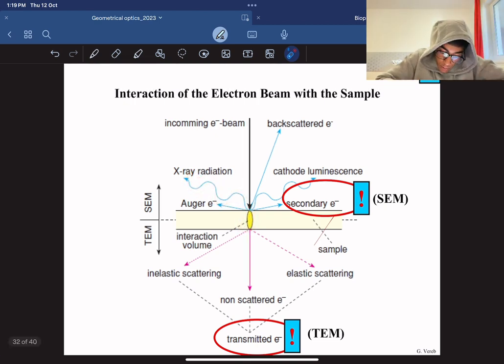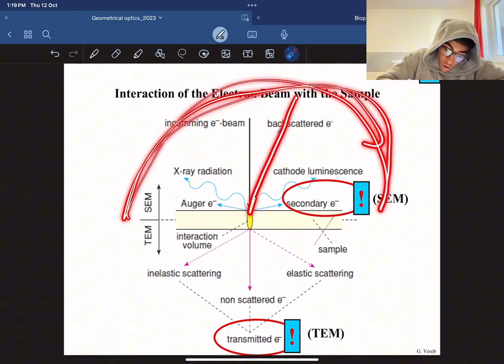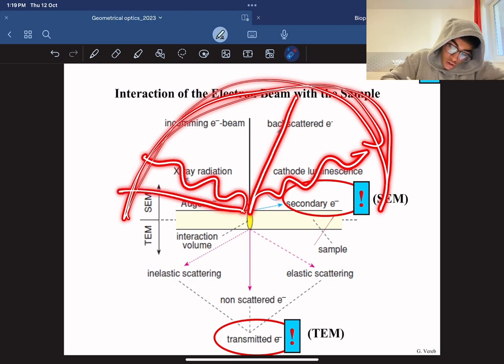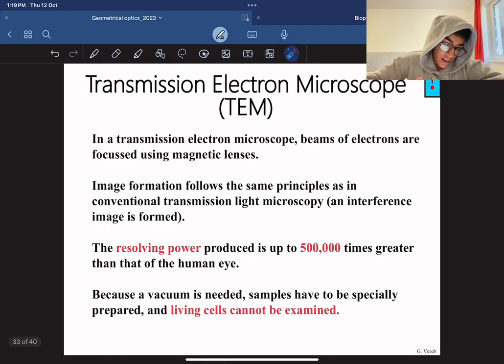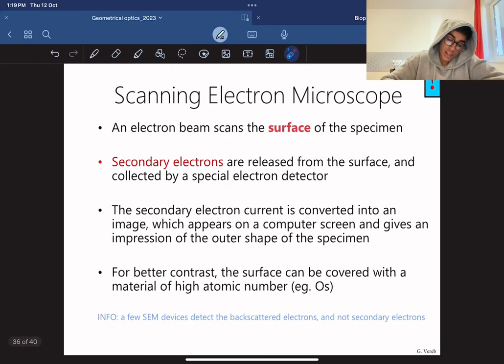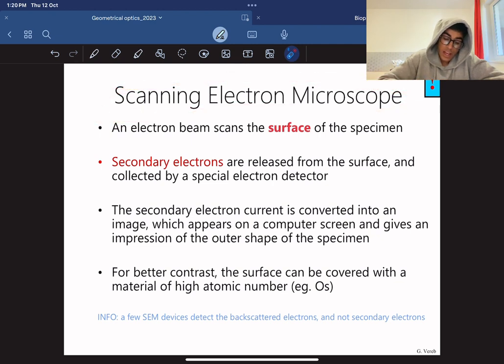What if we could put a screen over here and gather all the information we're getting from these X-rays, Auger electrons, and secondary electrons, and then using all that information, form an image? That is exactly what SEM is. SEM is the scanning electron microscope. An electron beam scans the surface of the specimen.